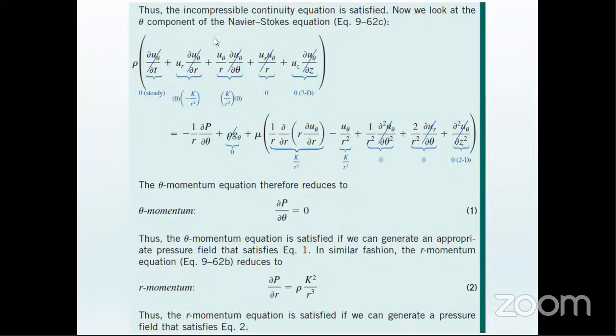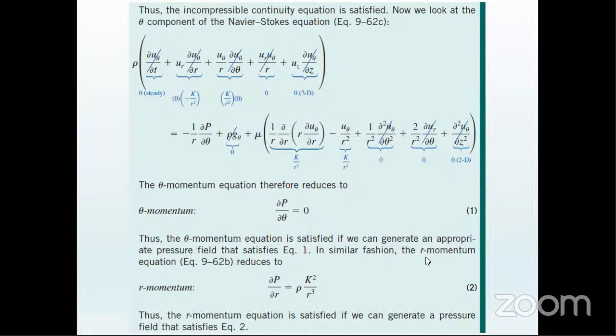Now we look into the theta component, how it varies. There we get the second equation; here, instead of the r component, you take the theta component. This is 0, this is some coefficient value, this is another one, and being two-dimensional, this is 0. That must be equal to 0. If you solve the momentum equation in terms of theta, del p by del theta must be equal to 0. Thus, the theta momentum equation is satisfied if we can generate an approximate pressure field that satisfies this equation.